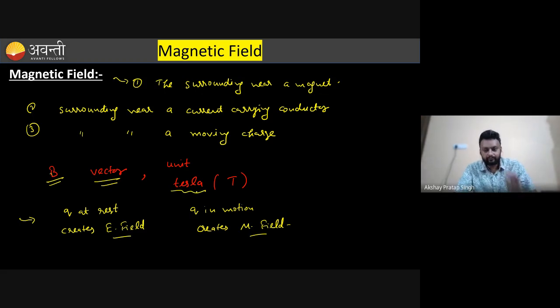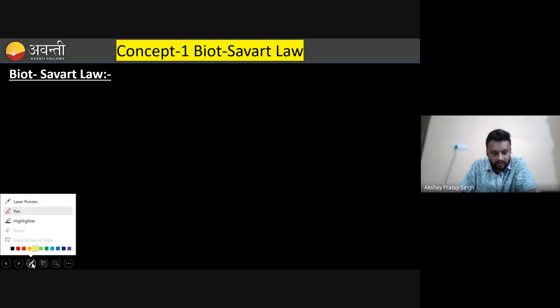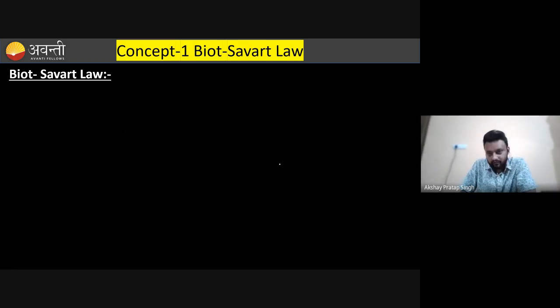Now, moving further. We know that a current carrying wire creates magnetic field. How much magnetic field is created by such a current carrying wire? In this topic, we will discuss that. Now try to listen to each and every point very carefully. Let's suppose this is a current carrying conductor. It may be of any shape. So let's suppose it has a current I in it.